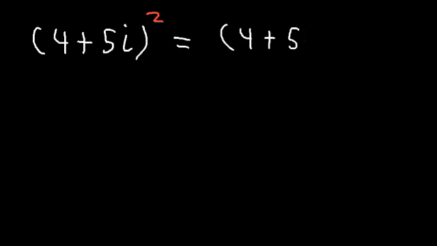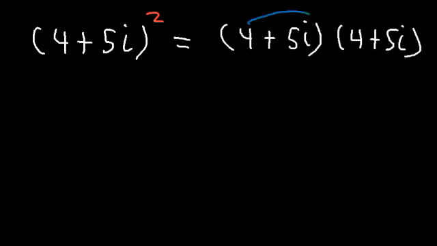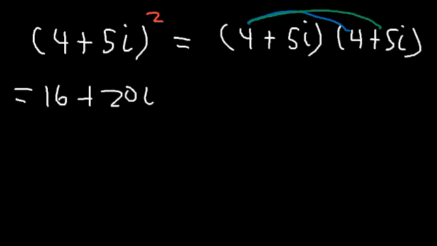Now, what if you were to see a problem like this? 4 plus 5i squared. What would you do to simplify it in standard form? So what this means is that you have two 4 plus 5i terms multiplied to each other. So you want to write it out like this, expand it, and then FOIL. So 4 times 4 is equal to 16, and 4 times 5i is 20i.